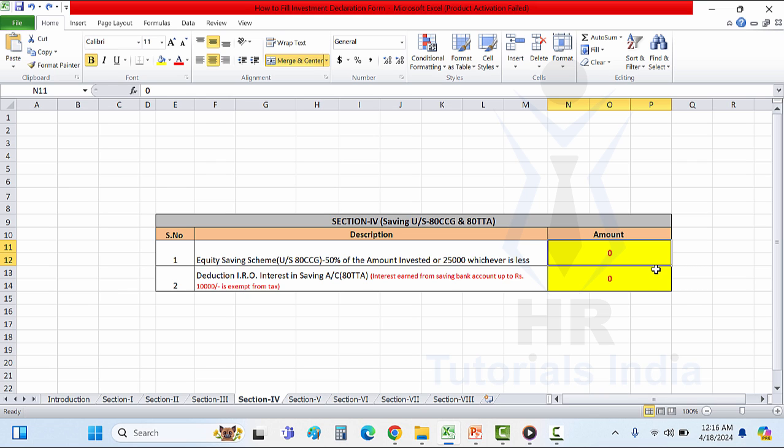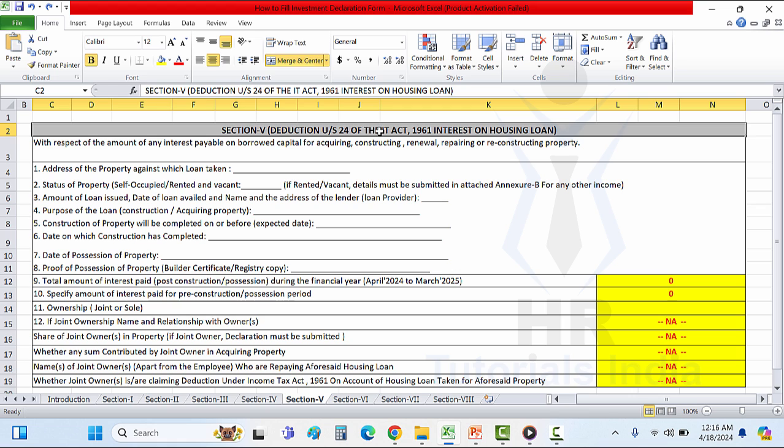Now let us see what have been exempted by the employee under the section 4. Equity savings scheme 0, interest earned from savings bank account 0. That's all for this section 4. Now let's move on to section 5.